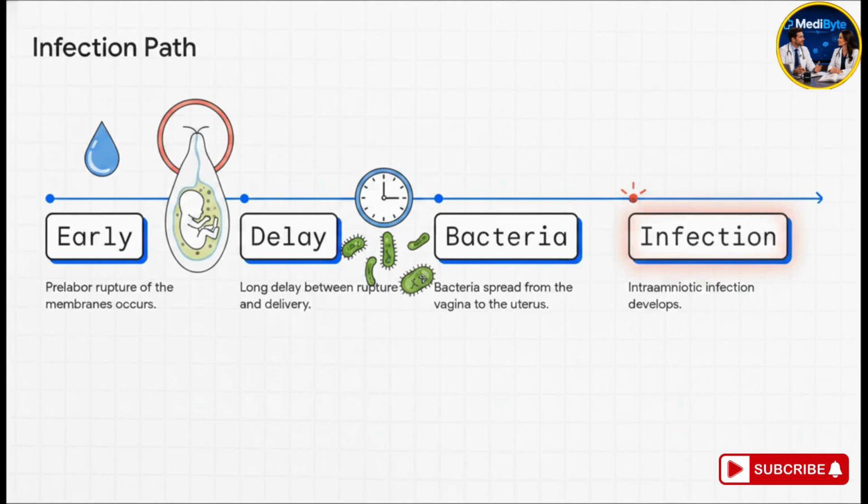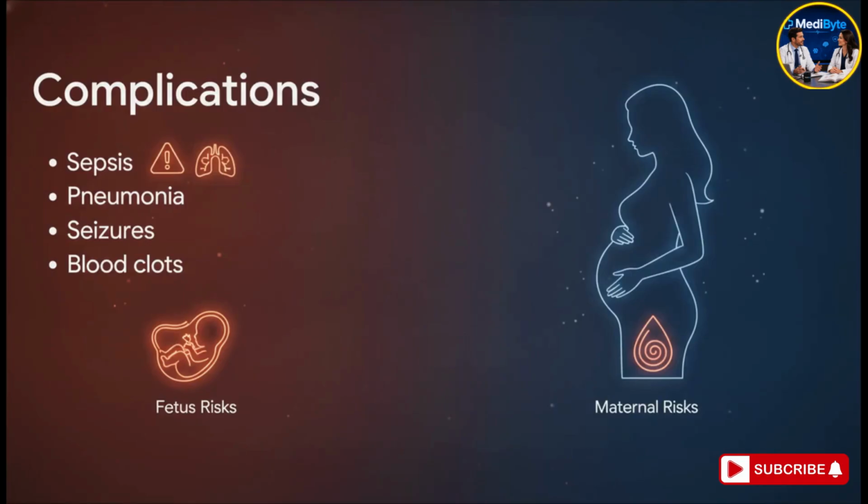If there's a long delay between that rupture and the actual delivery, normal vaginal bacteria have the opportunity to travel up into the uterus, infecting the amniotic fluid, the placenta, and the membranes. This is a very serious condition that requires immediate medical attention, as the complications can be severe.